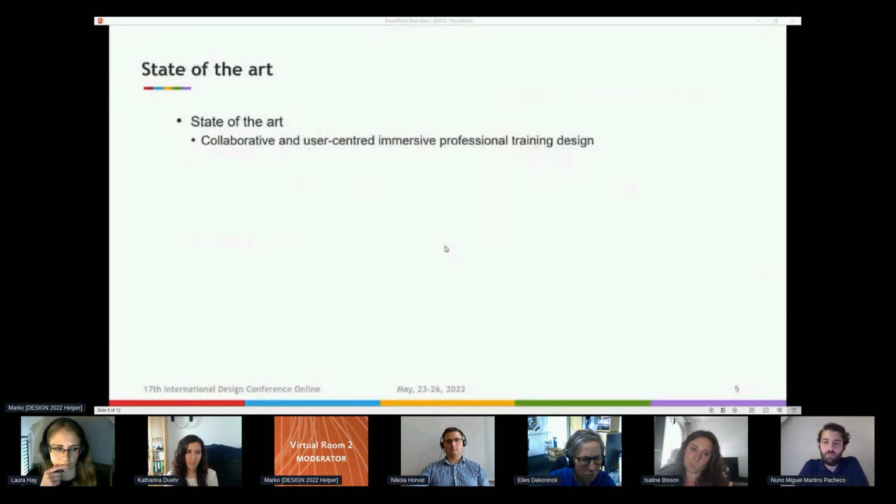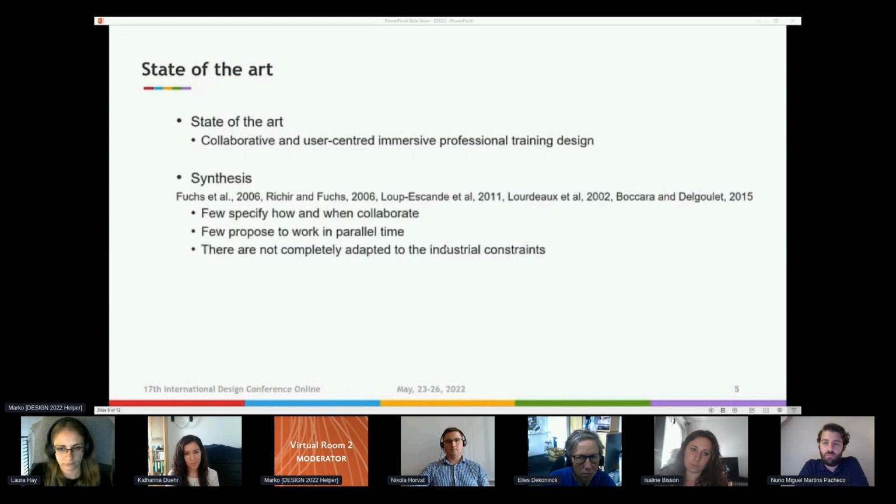In the literature, we search for methodologies for designing applications using immersive technologies. These works show us that many improvements have been made to existing methods in past years, but they have limitations. Few of the works clearly specify how and when to collaborate. Few propose to work in parallel time for less sequential processes and potentially reduce project time. To finish, they are not completely adapted to the industrial constraints.